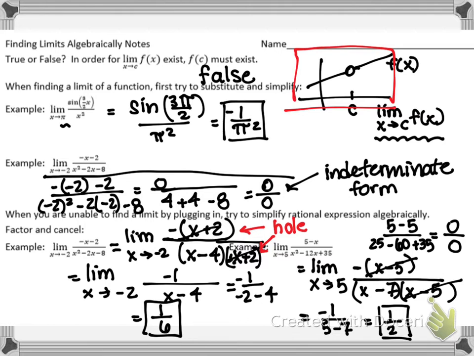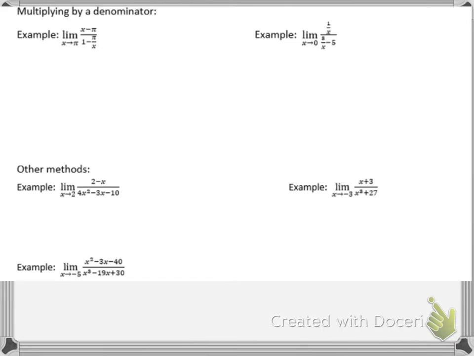Let's look at a couple different ways to simplify these expressions algebraically. So what we have next is called a complex fraction. As you can see, we have a smaller fraction inside of the big fraction. So let's go ahead and plug in and see if we get an indeterminate form. So in this problem, we're plugging pi in place of x. So in the numerator, we have pi minus pi, which equals 0. In the denominator, we have 1 minus pi over pi.